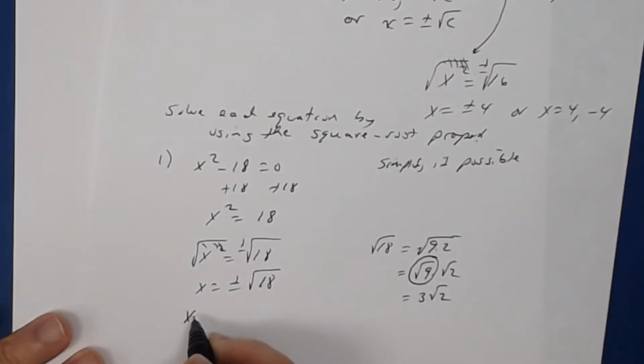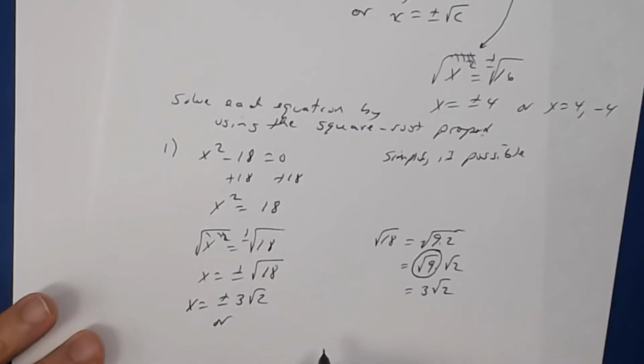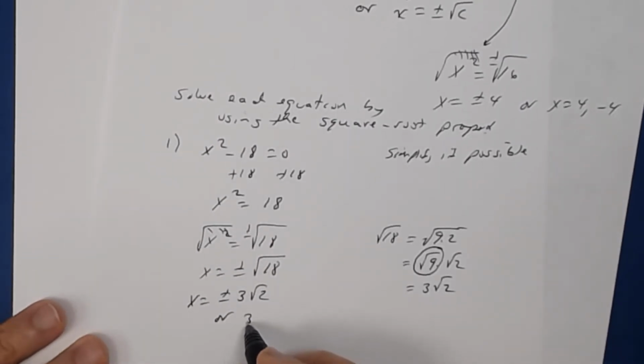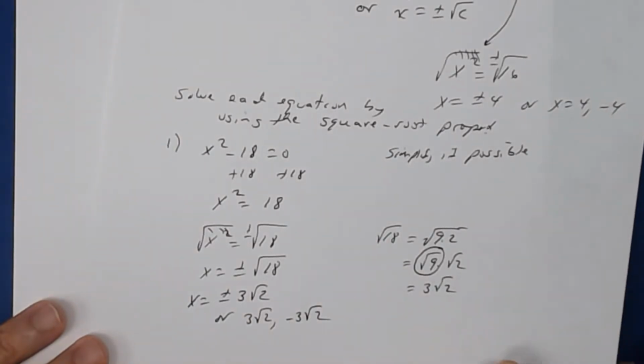So my solutions are x equal plus or minus 3 square root of 2. Or on MyMathLab, you'll say 3 square root of 2, comma, negative 3 square root of 2. Okay? All right, number 2. Number 2, let's suppose in number 2, we have this.